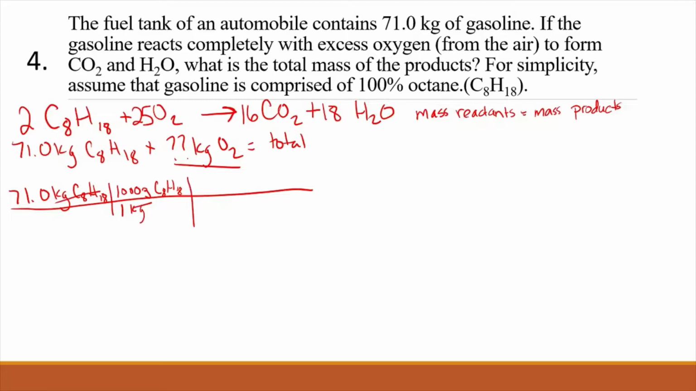And to compare things, again, we need to go to moles. We cannot compare with mass. So we have to get the molar mass of C8H18. And when you calculate that, you get that it is 114.23 grams per mole. And we need grams on bottom, so that means moles have to go on top.